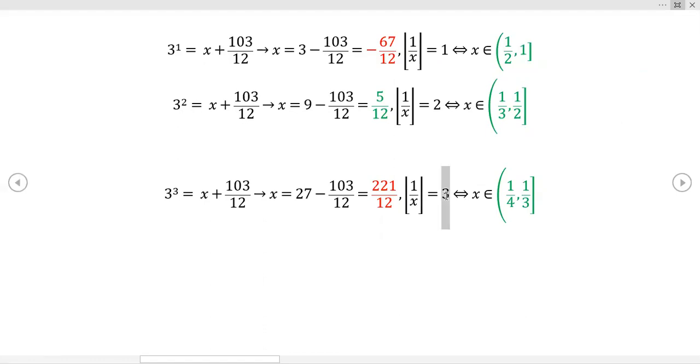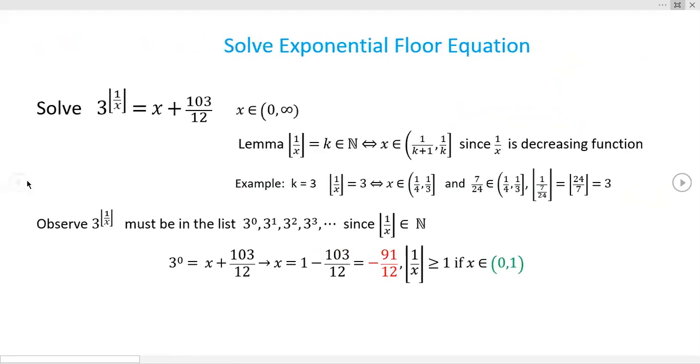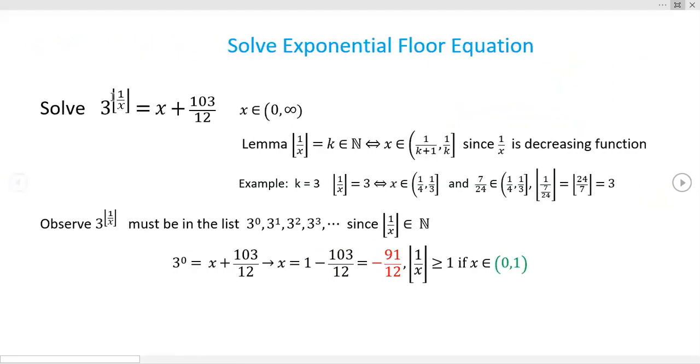You see 3, 2, and 1 right here, and that exactly corresponds to these exponents, which you would be setting the floor equal to. Let me back up. See, this does say 3 to the floor of 1 over x, but still, those exponents have to be equal to 0, 1, 2, and 3, and so on. So that's what's going on here.